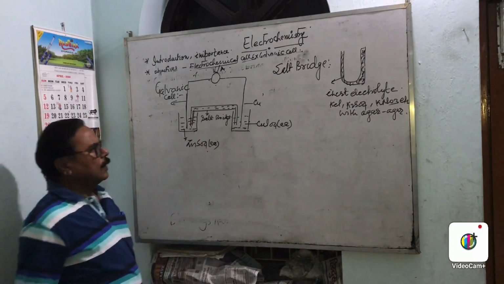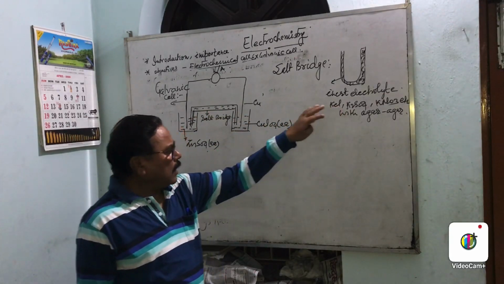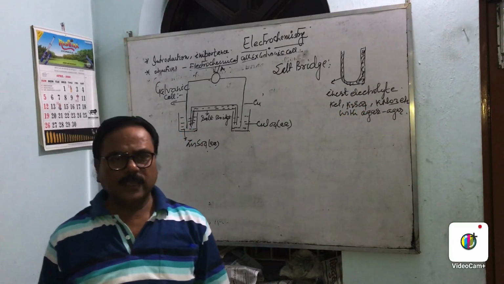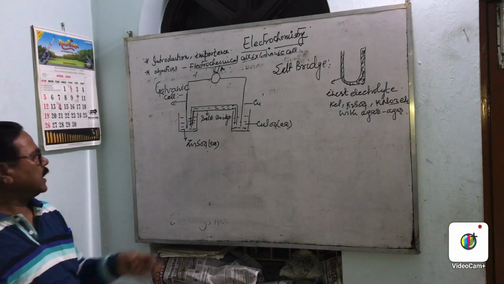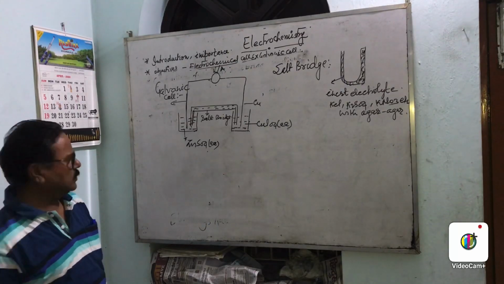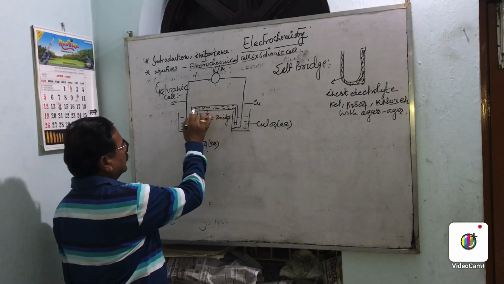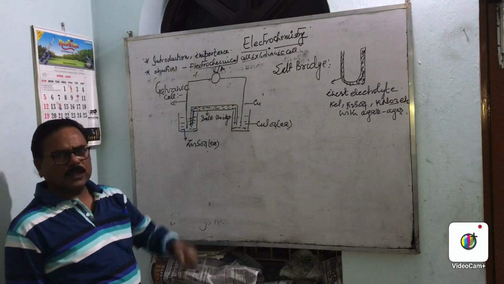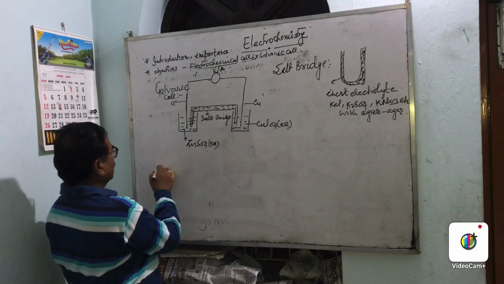In this salt bridge I have taken a solution of inert electrolyte, meaning an electrolyte that does not react with the electrolyte present in the left compartment and the right compartment. Now when we insert the salt bridge, we see immediate deflection in the galvanometer. So this is the construction. Now the working of this cell.